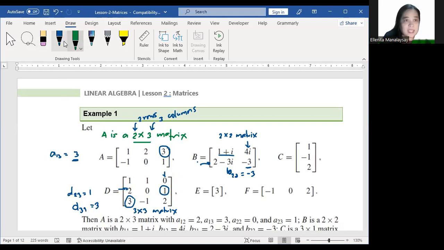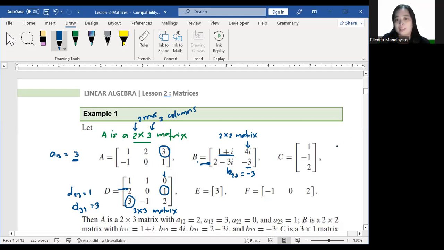And then matrix E has only one element, 3, or 1 and 3. So it's a 1 by 1 matrix. There's only 1 row and 1 column. And then F has only 1 row but 3 columns. So this is referred to as a row matrix. C has only 1 column, while F has only 1 row. So this is a column matrix.